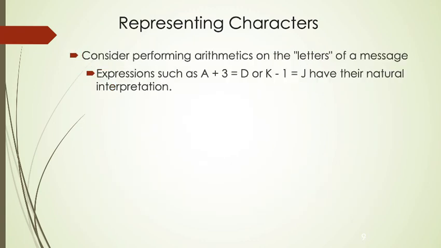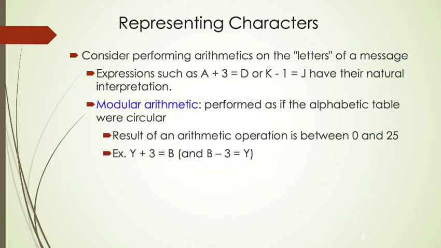Now, with the representation in mind, consider the simplest of the simplest encryption algorithms, basically doing arithmetic transformations on the letters, such as A plus 3 equals D, or K minus 1 equals J, and so on and so forth. And we have to think about the alphabetical table as a circle. So if you do Z plus 1, you get an A. With this kind of representation, we have two simple forms of encryption: substitution, where we just exchange one letter for another, and transposition, where we just shuffle the letters or rearrange them.